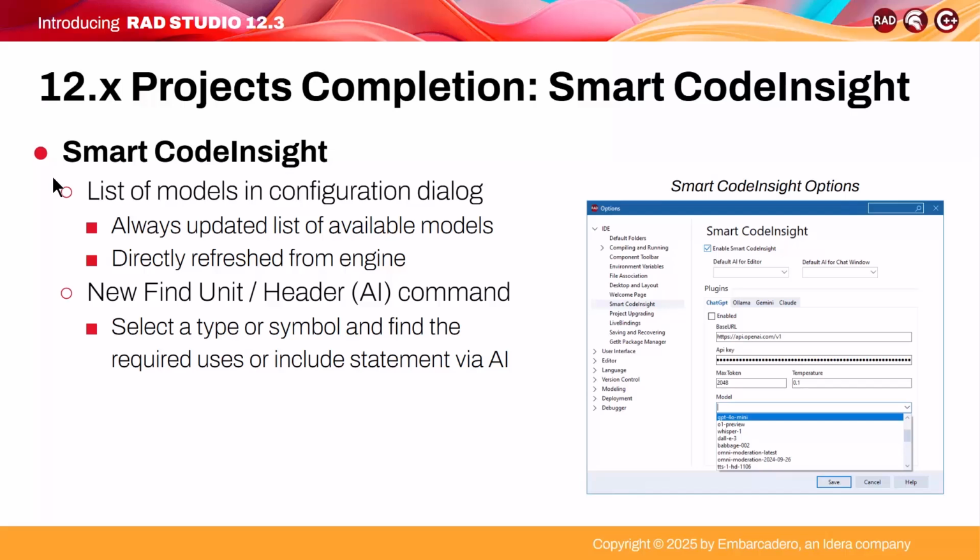Finally, there is one new feature among the editor commands, which is find unit. And the idea is you select a type or a symbol, and you can find the required use statement to include in the code. Let's have a quick demo of these features.